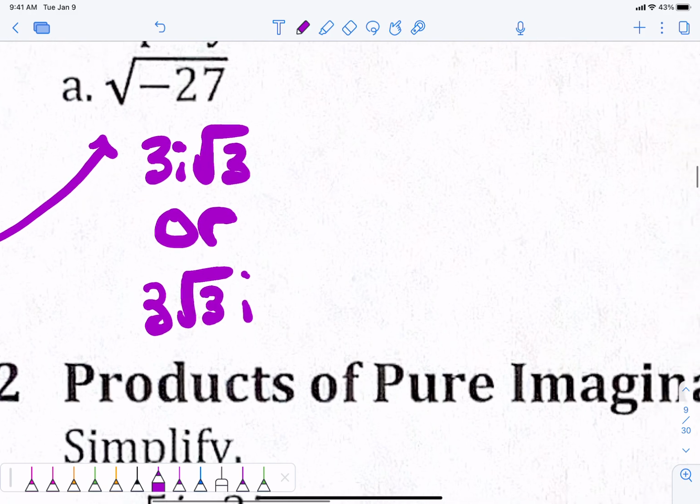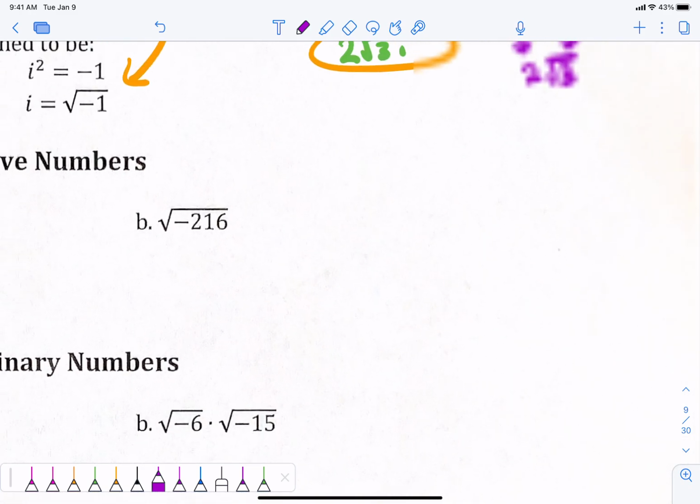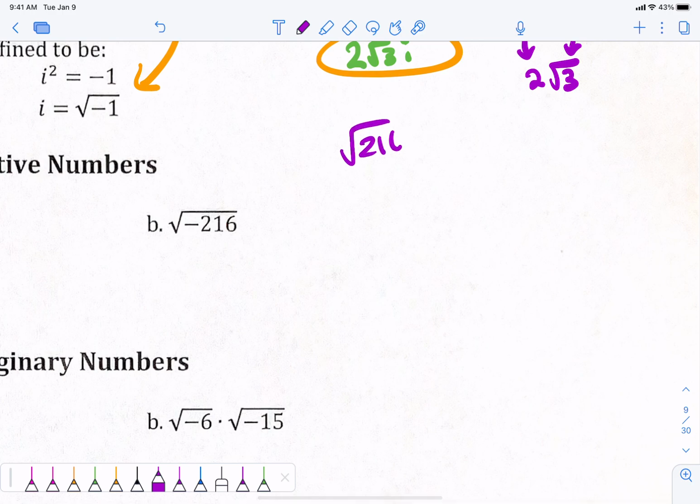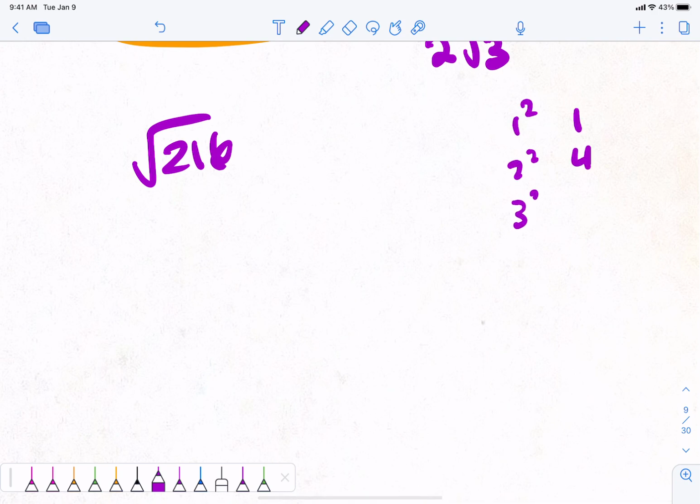Part B. How are we supposed to do the square root of 216? Holy cow. Okay, here is your strategy. Are you ready? You have them listed? Okay, 1 squared is 1. 2 squared is 4. 3 squared is 9. I'm writing out how you cheat right now. 4 squared is 16. 5 squared is 25.